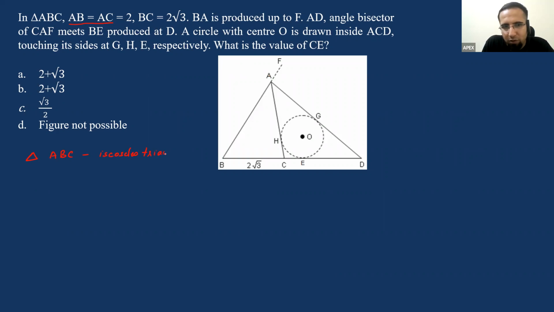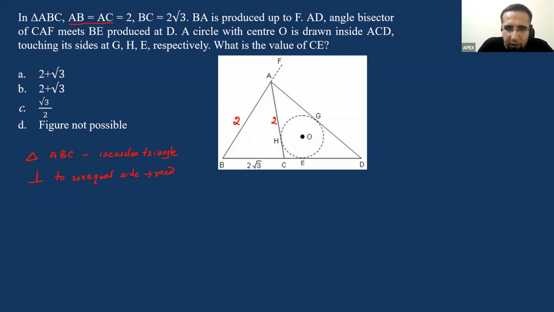Now, I have always told this in the class too. Whenever the question says isosceles triangle, the only property that comes to my mind is I drop a perpendicular from the vertex to the unequal side. Clear? Now that acts as a median, that acts as an angle bisector, that acts as a perpendicular bisector, and so on. Now AB is equal to AC is equal to 2, given to us. This is 2 and this is 2.